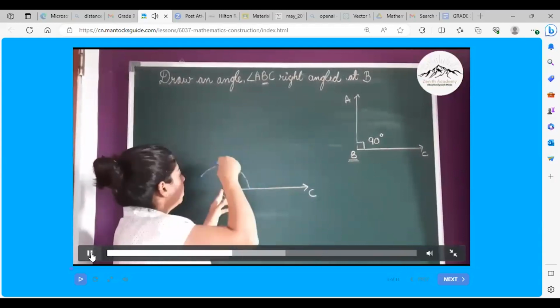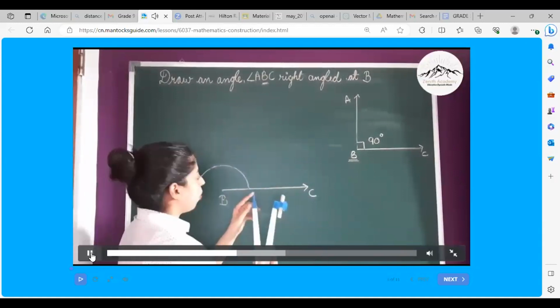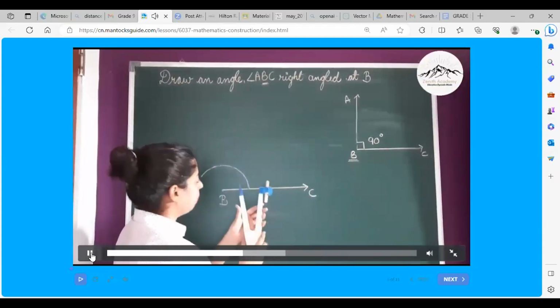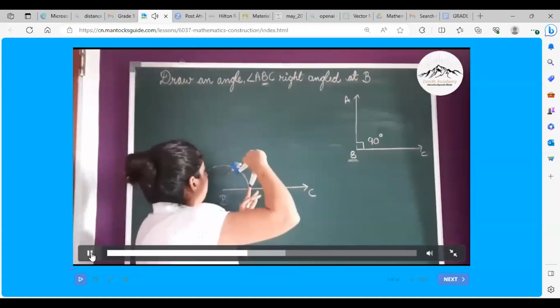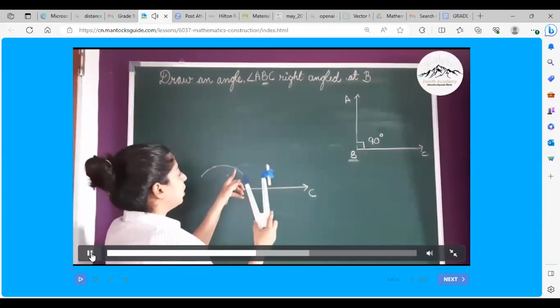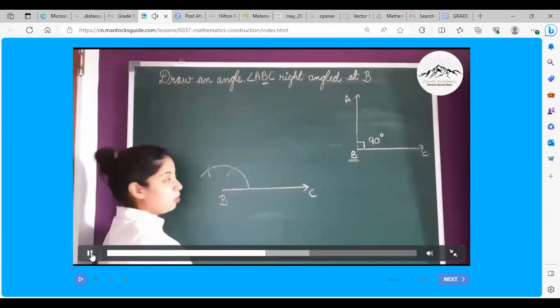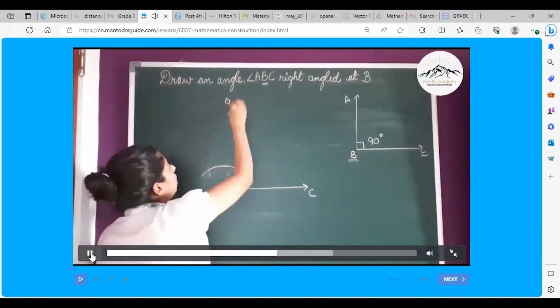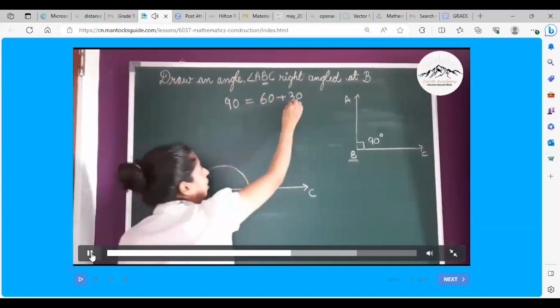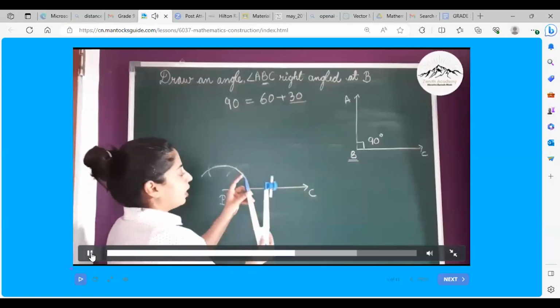The way we used to do in 60 degree, same way. Now keeping this pointer here and not changing the width here, draw an arc. So this is 60 degree, you know. Now again keep this pointer here and draw another arc. Children, you know this much is 60. And this is also 60. But we know 90 is equal to 60 plus 30. So if we can divide this angle into half, okay, we will get this 30.